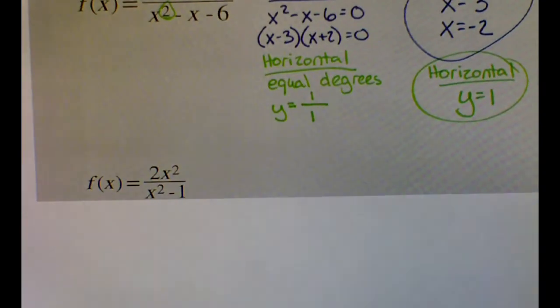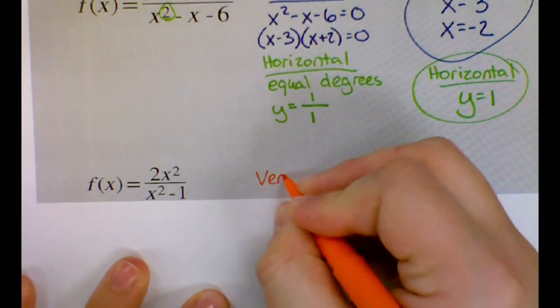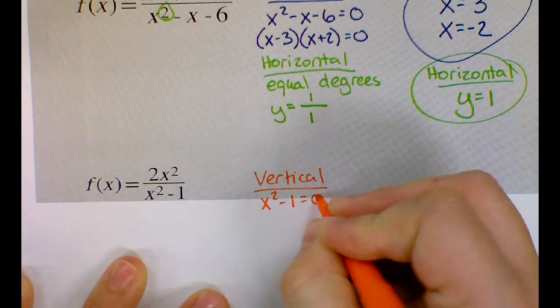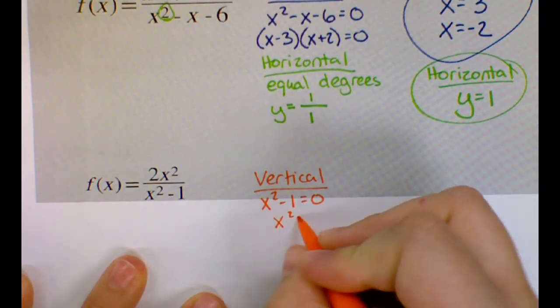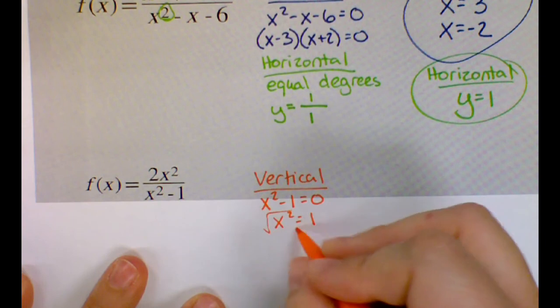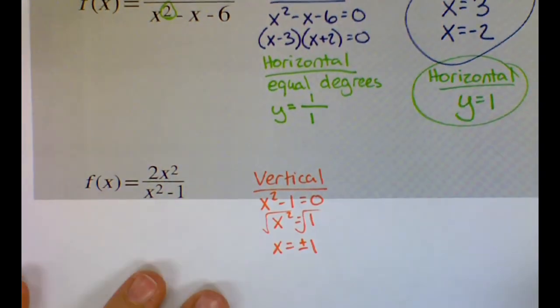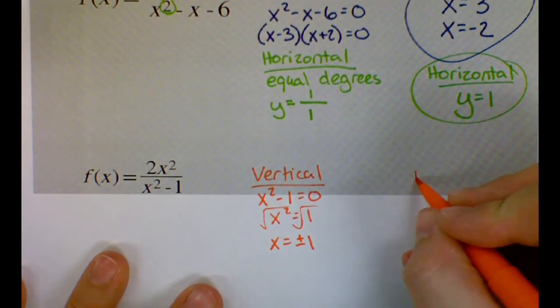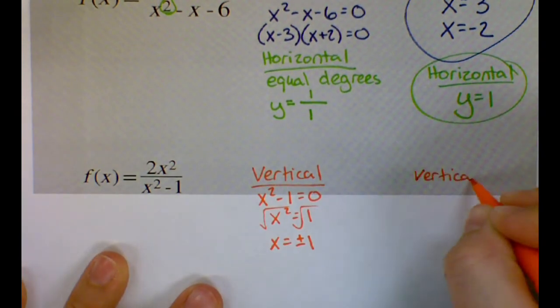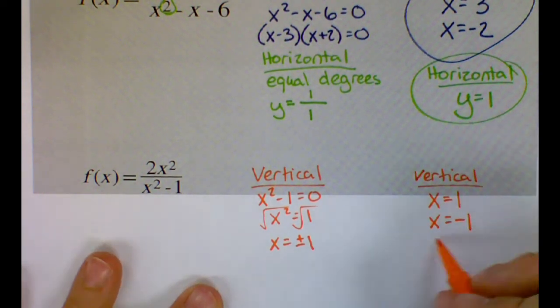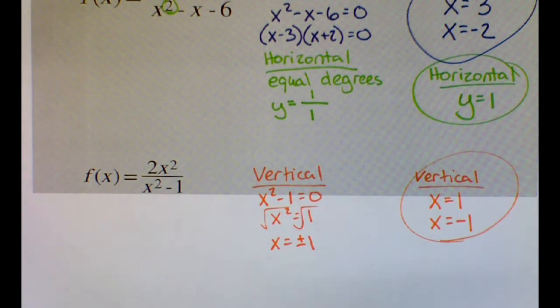And finally, f of x. Here we go. We set our denominator equal to 0 to get the vertical asymptotes. So x squared minus 1 equals 0. Add my 1, x squared equals 1, square root, x equals plus or minus 1. We could also factor the x squared minus 1, either way. So our vertical asymptotes are at x equals 1 and x equals negative 1. Yes, you have to write both of them out. They are separate lines.